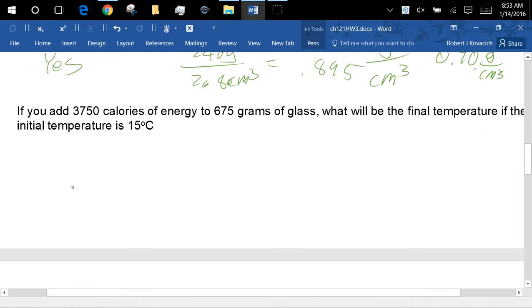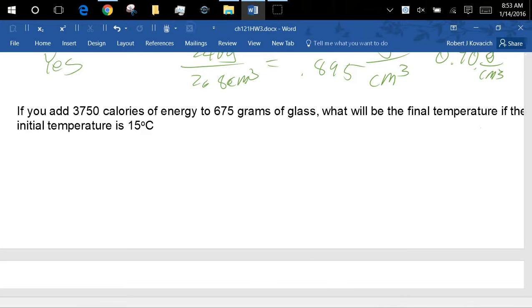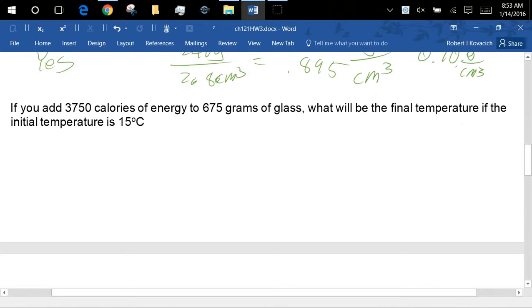Okay, so what are we looking for in this next problem? Final temperature. I'm looking for a final temperature. So basically, I need a number that's got a temperature unit. And what I've been given here are calories, a temperature unit, and a grams value, and then I was told that it's glass. So then I can look up that the specific heat for this is 0.22 calories per gram degree C.